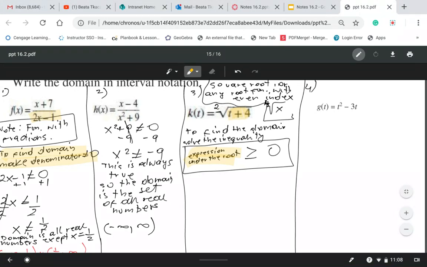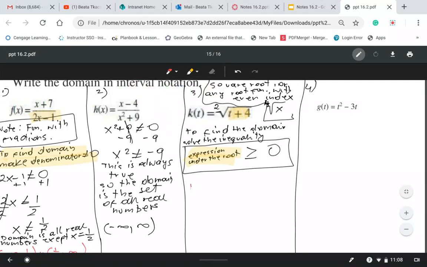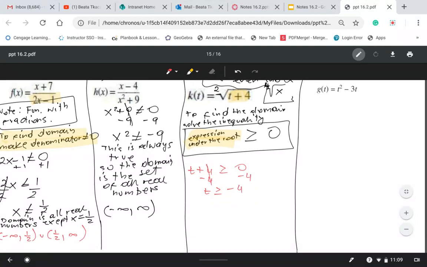So to find the domain of those types of functions which have square roots or roots with even index, we're always going to solve the inequality. In our case, the expression under the square root, t plus 4, has to be greater than or equal to 0. Solve this inequality for t. We subtract 4 from both sides, and we get t is greater than or equal to negative 4. So what will be the domain? Right now in this function, the inputs are not x, it's t, but it's the same meaning. So t is greater than or equal to negative 4.